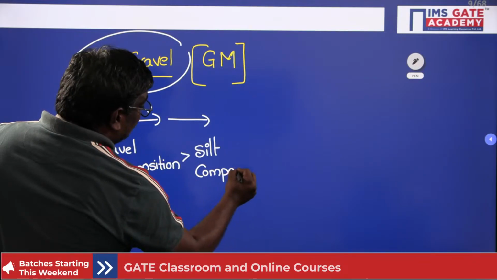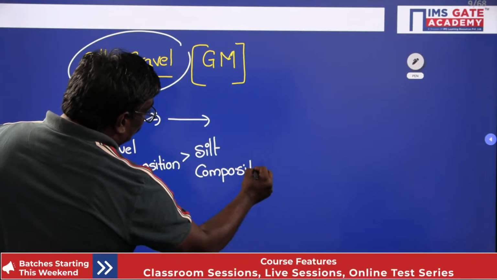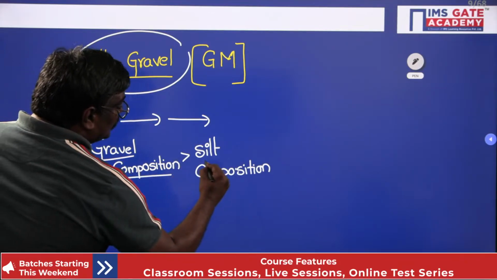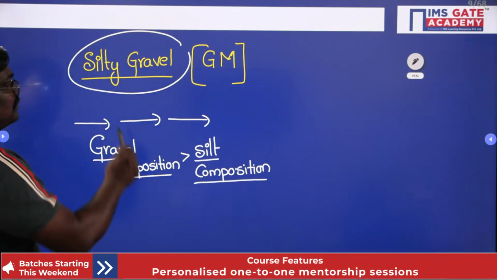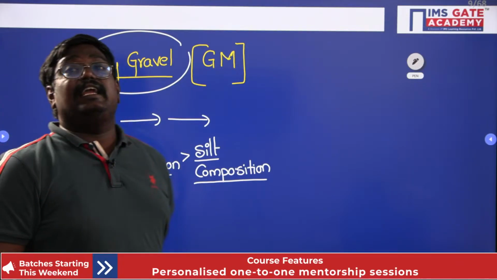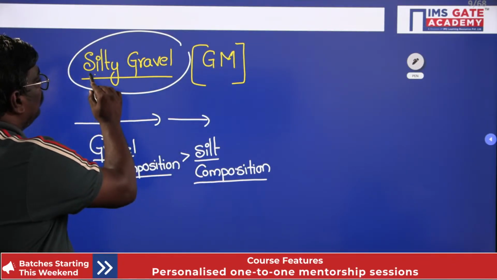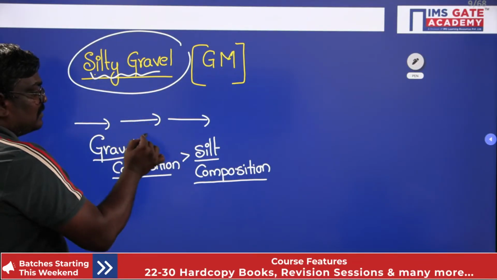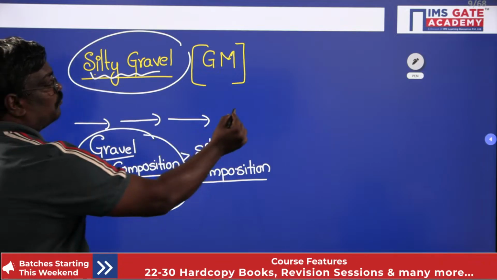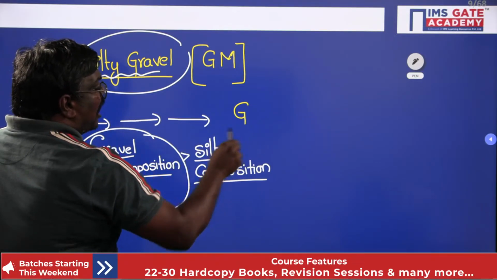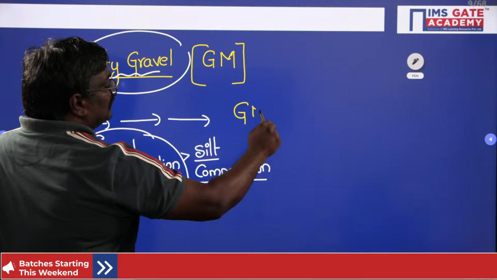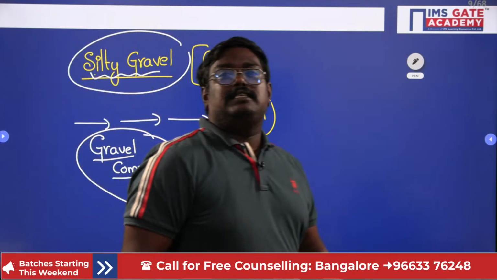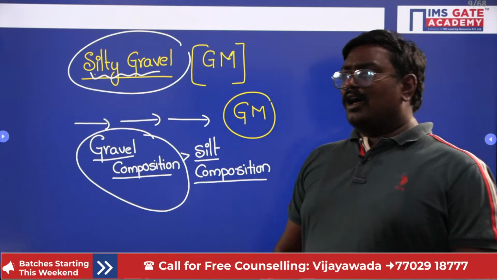When they tell you silty gravel, it means gravel composition is more than silt composition. If gravel composition is more than silt composition, then we write it as silty gravel. So here, which is more? Gravel. So first write gravel. After gravel, what are the other compositions? It is clear. Now, Srujana, how to work on this?